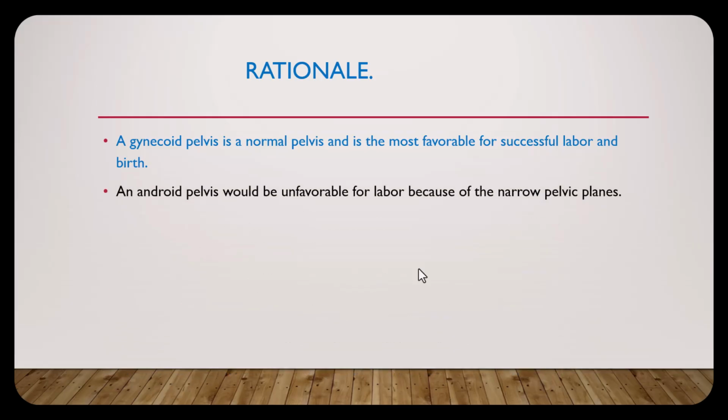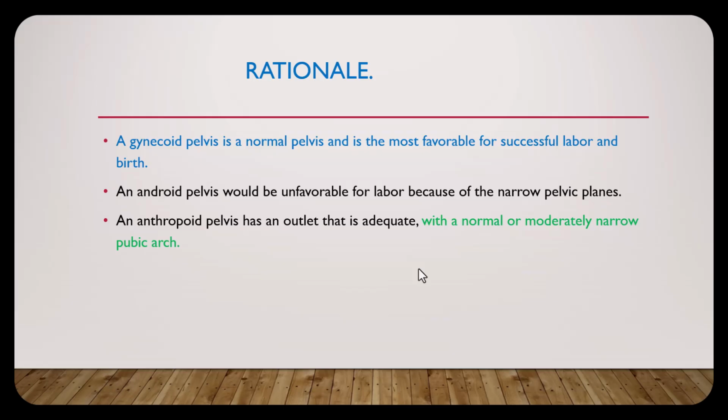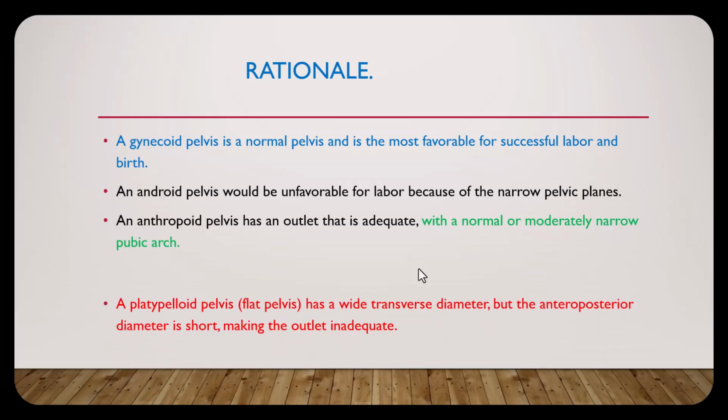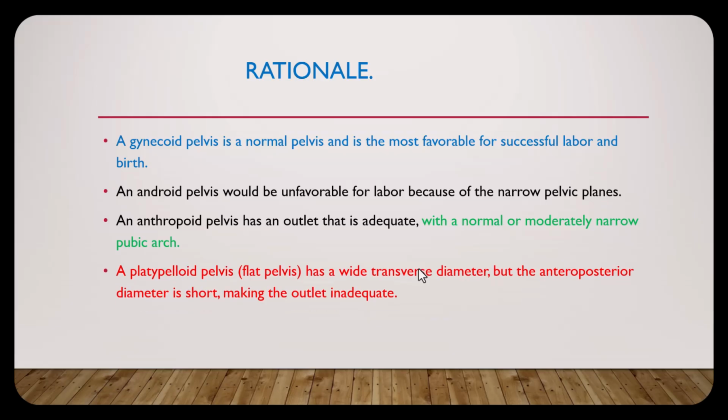An android pelvis will be unfavorable for labor because of the narrow pelvic planes. An anthropoid pelvis has an outlet that is adequate with a normal or moderately narrow pubic arc. Finally, a platypelloid pelvis has a wide transverse diameter, but the anterior-posterior diameter is short, making the outlet inadequate.